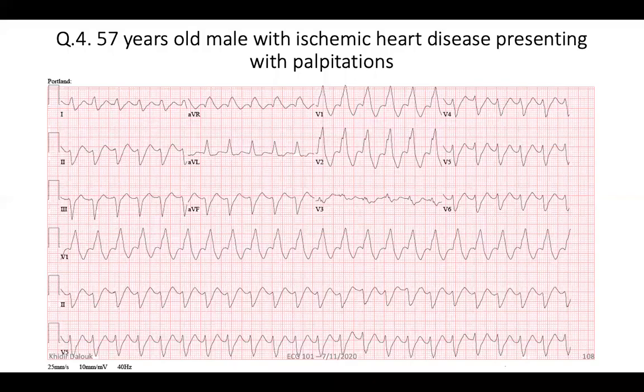I think in future sessions we'll go through narrow complex tachycardia and wide complex tachycardia, and how we can diagnose VT versus SVT with aberrancy, and accessory pathway tachycardia, orthodromic versus antidromic AVRT. There are different kinds of rhythms. We're starting with the basics today, getting some concepts and having a systematic way of reviewing ECGs.